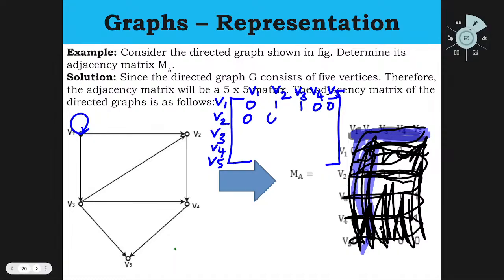Next V2 to V2 there is no path. To V3, where is the path? 0. V2 to V4, V3 to V5, again V3 to V1, V3 to V2, this is 0, this is 1, 1, V4, 0, 0, this is 0, 0, 1. All zeros, right? Is this clear?